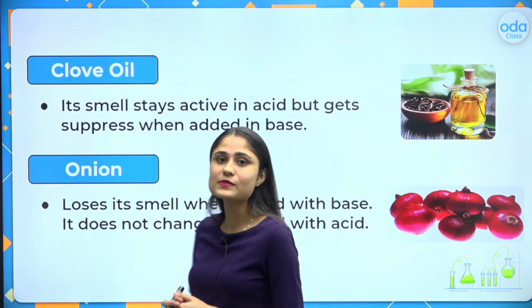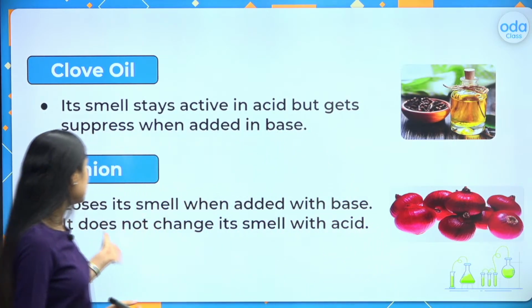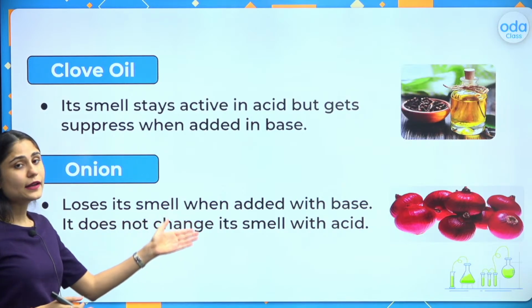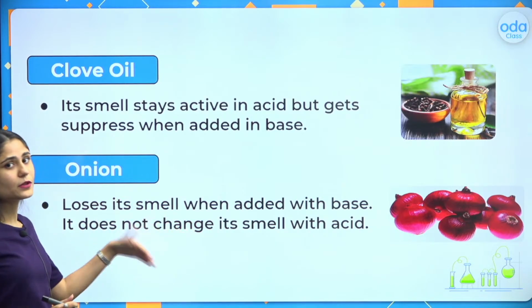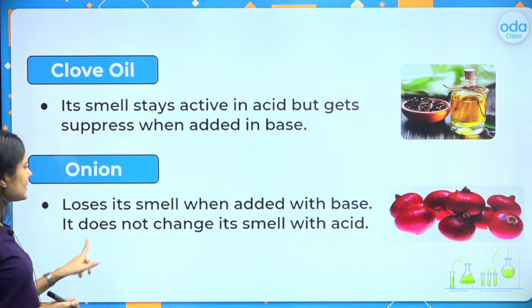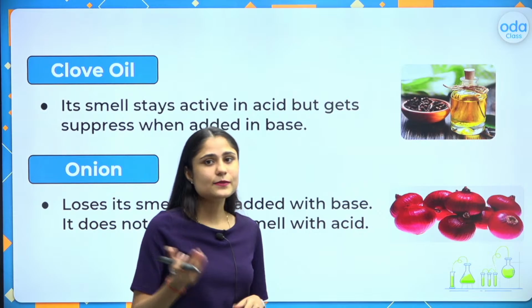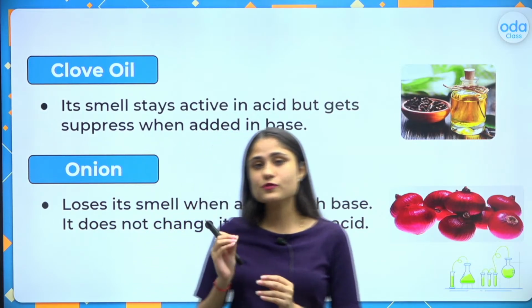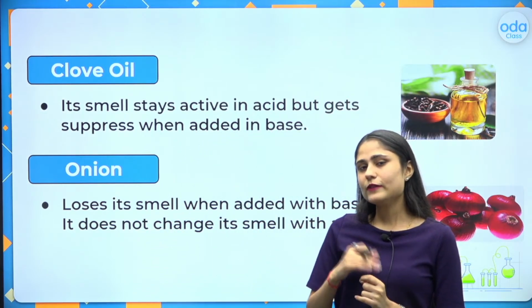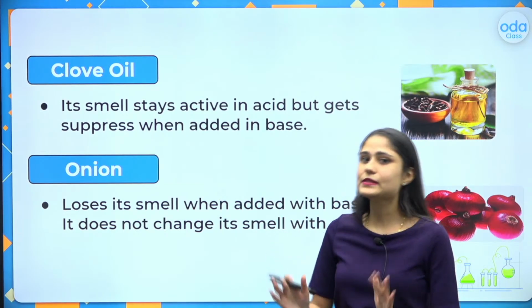After this comes onion. Onion loses its smell when added to a base, similar to clove oil. But it does not change its smell when we add it to acids. Right, so in acids you will be able to smell the onions. However, when we add it to a base, the smell will be suppressed.